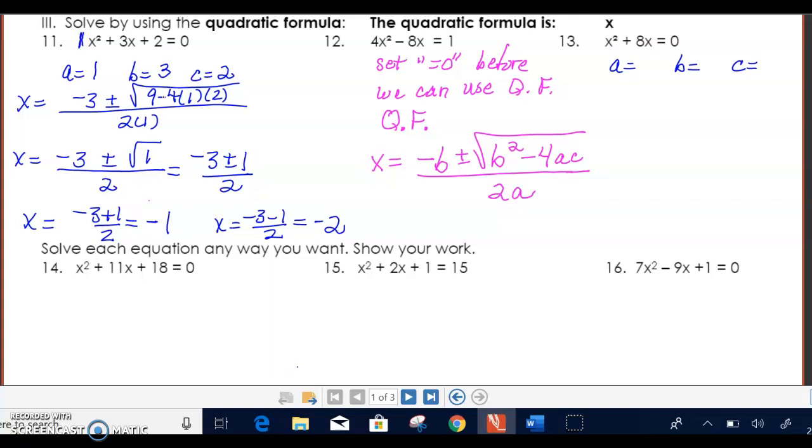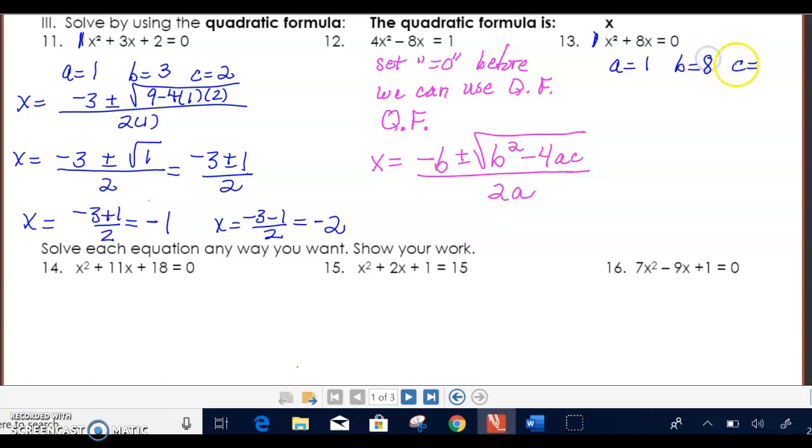For problem 13, it's already set equal to 0. So all I need to do is to pick my values of A, B, and C. And A is the coefficient on x squared, so A would be 1. B is the coefficient on the x term, which would be a positive 8. I'm just going to write that as an 8.